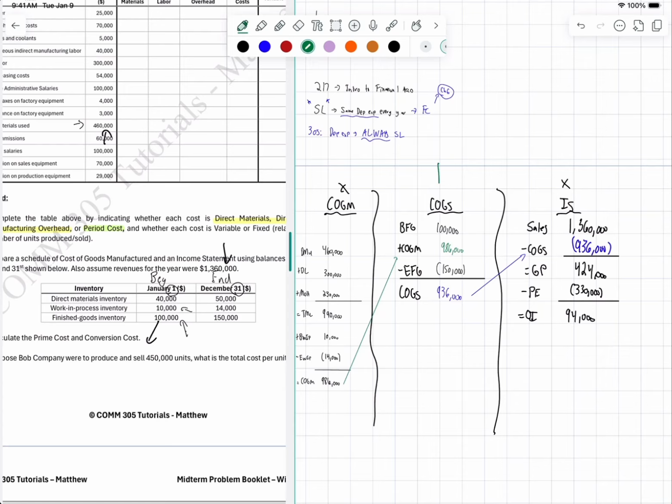And my COGS schedule, I personally like just doing it separate, especially, guys, for multiple choice, rather than going and doing a whole income statement. If they ever want to know just the cost of goods sold, you could just do this little schedule separately. So I feel like it keeps you more organized.